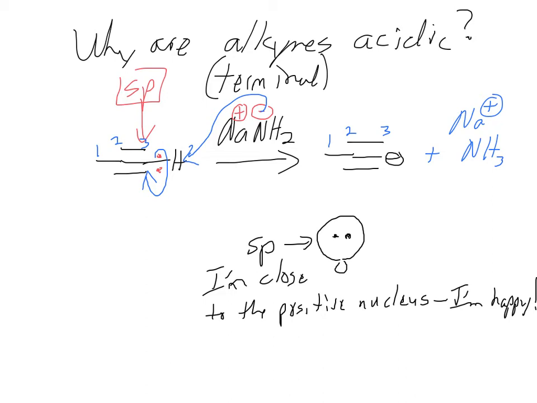Is it going to be terminal alkene? Alkenes aren't acidic. They're not acidic because the sp2 orbital is too far away from the nucleus. So you don't get this, right? You're no longer happy because you're not that close.